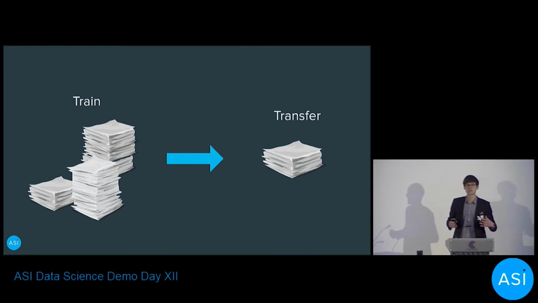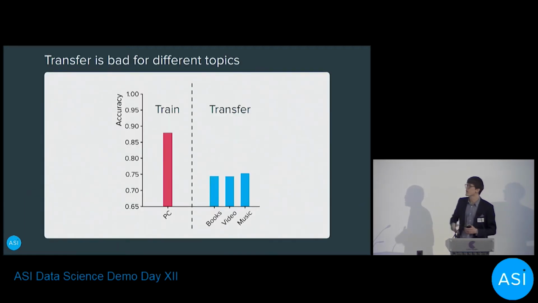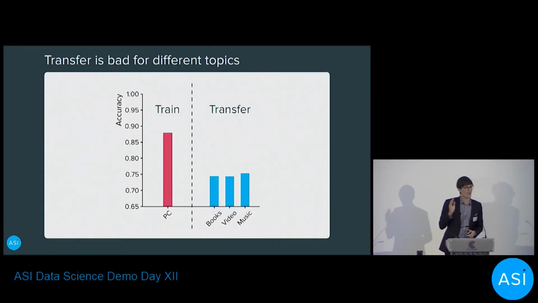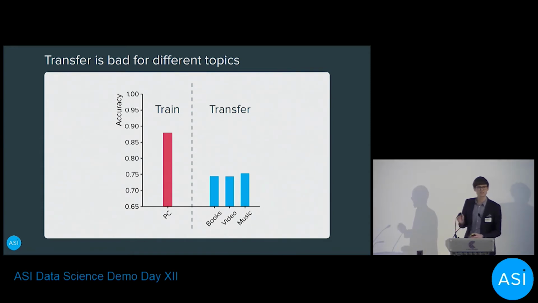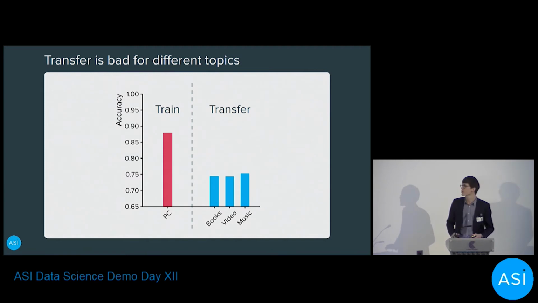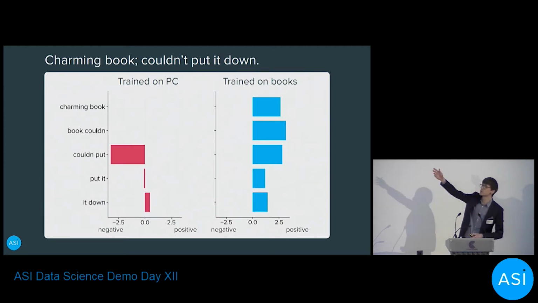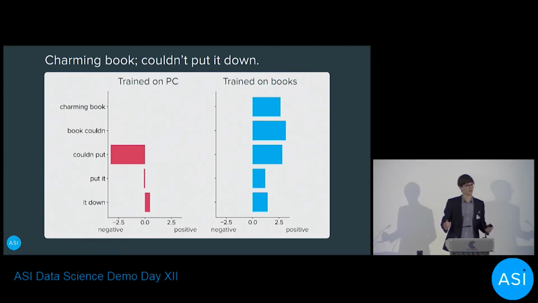In order to study this, we split the Amazon reviews into all their categories, trained a model on one, and then transferred it to the other categories. As you can see, this doesn't actually work particularly well for books, videos, and music. And the reason for this can be seen really well if you look at how positive or negative the model thinks certain parts of a review are. So let's do this. Here I have the review: Charming book, couldn't put it down.